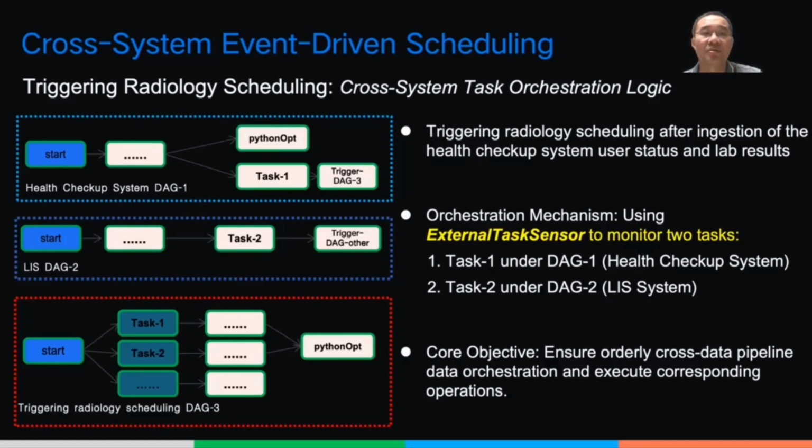When our radiology scheduling DAG is activated, it uses an external task sensor to keep an eye on two key tasks. It's waiting for task 1 in DAG 1 from the health checkup system and task 2 in DAG 2 from the lab system. After both of these tasks are successfully completed, the system moves forward to actually trigger the radiology workflows. The design effectively ensures orderly data orchestration across our multiple pipelines.